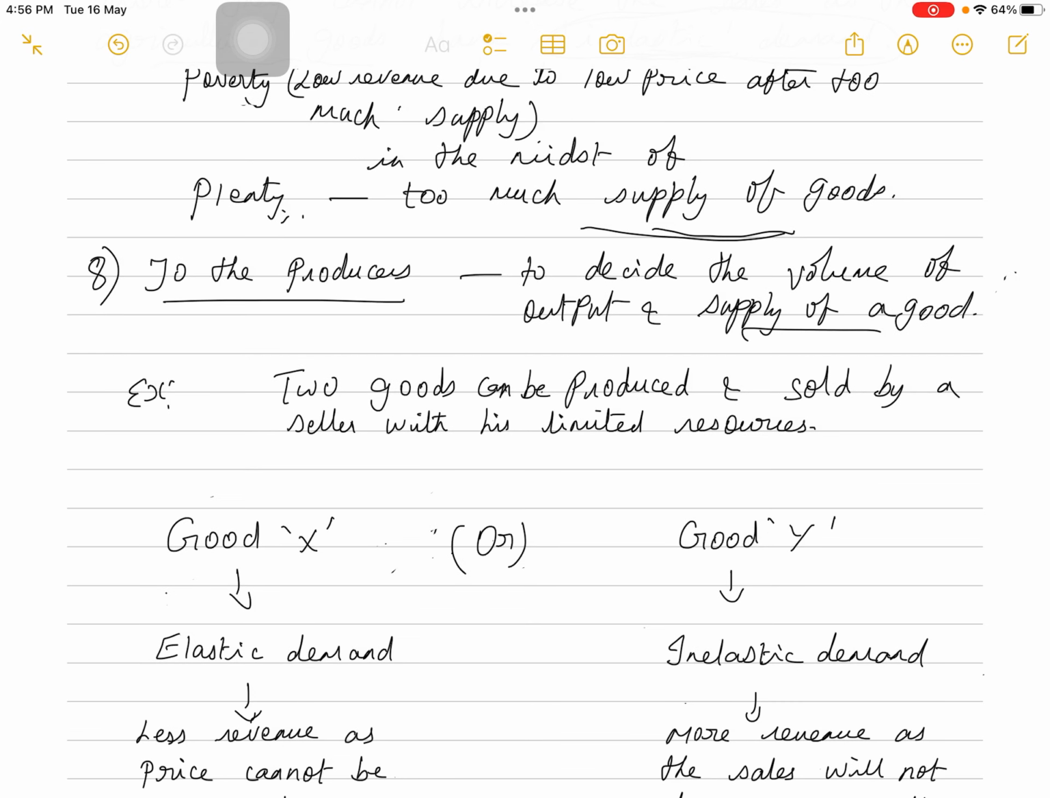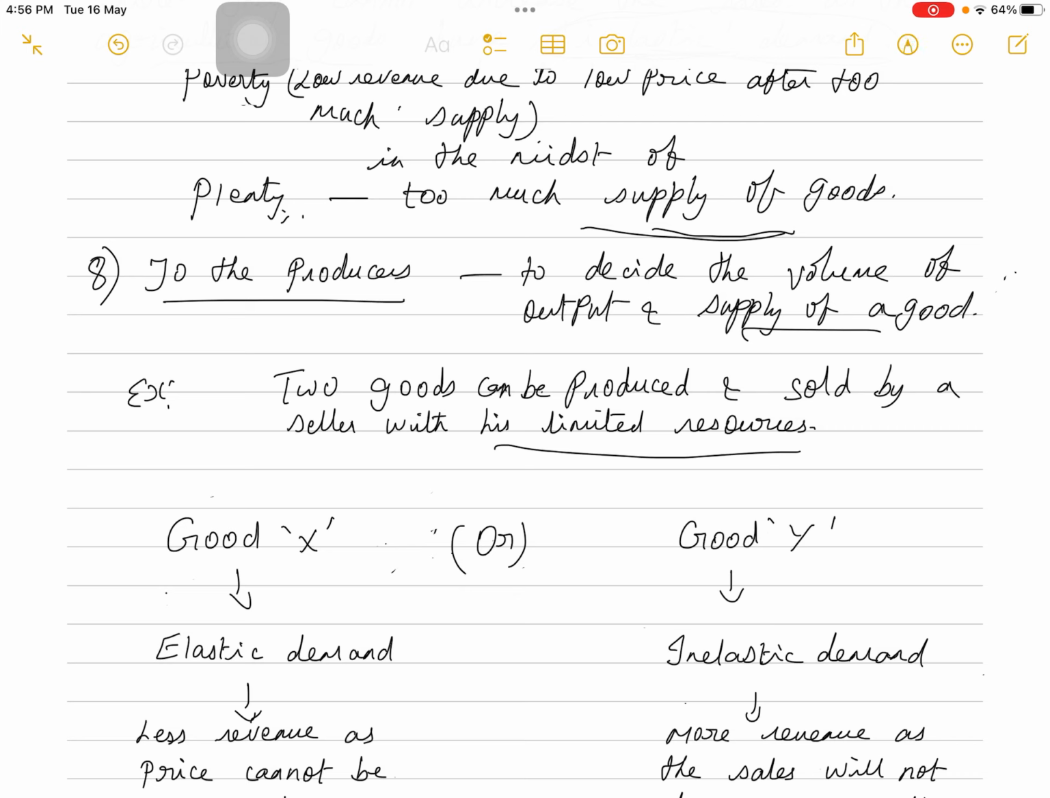Okay, now next, finally, to the producers. The producers have to decide about the volume of output, how much output they have to produce and sell, or in other words, what should be the supply of a commodity. So let us take an example. Two goods can be produced and sold by a seller with his limited resources.